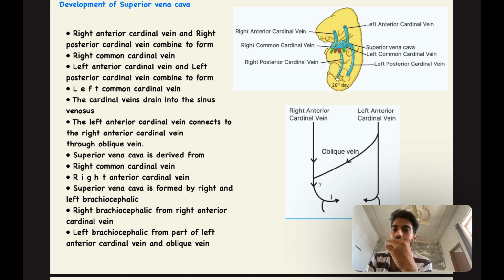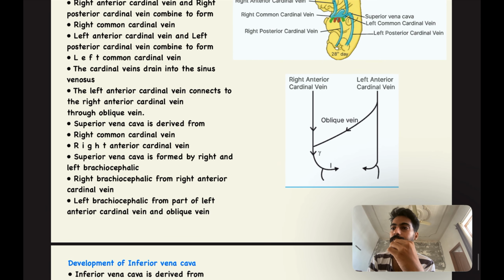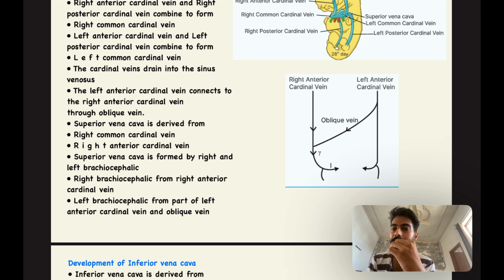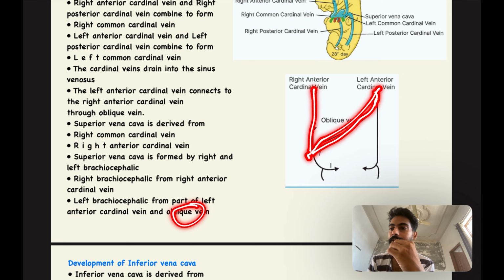And in the adult, the superior vena cava is formed from the right and left brachiocephalic veins. The right brachiocephalic vein is formed from the right anterior cardinal vein, and the left brachiocephalic vein is formed from part of the left anterior cardinal vein and the oblique vein. The right brachiocephalic vein will form our superior vena cava.